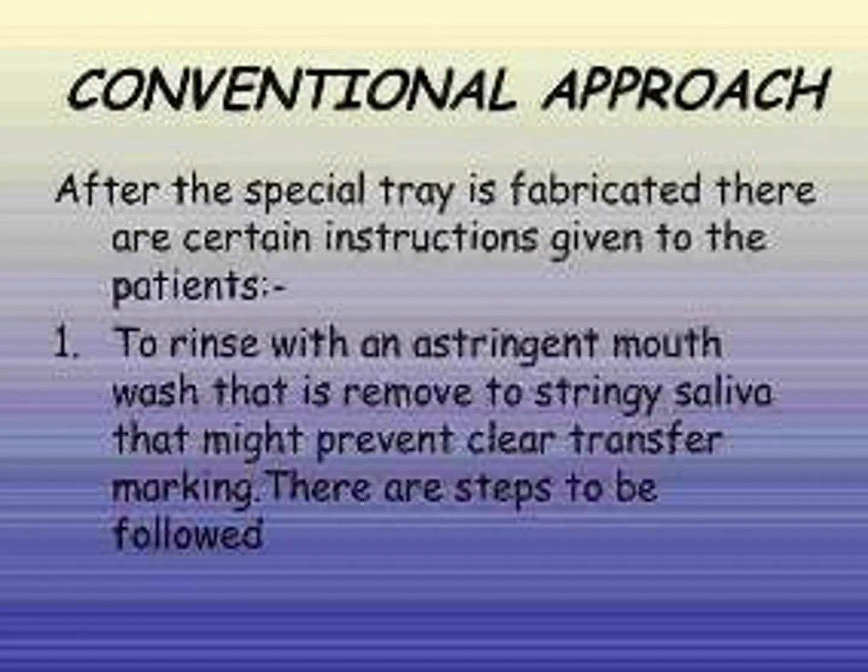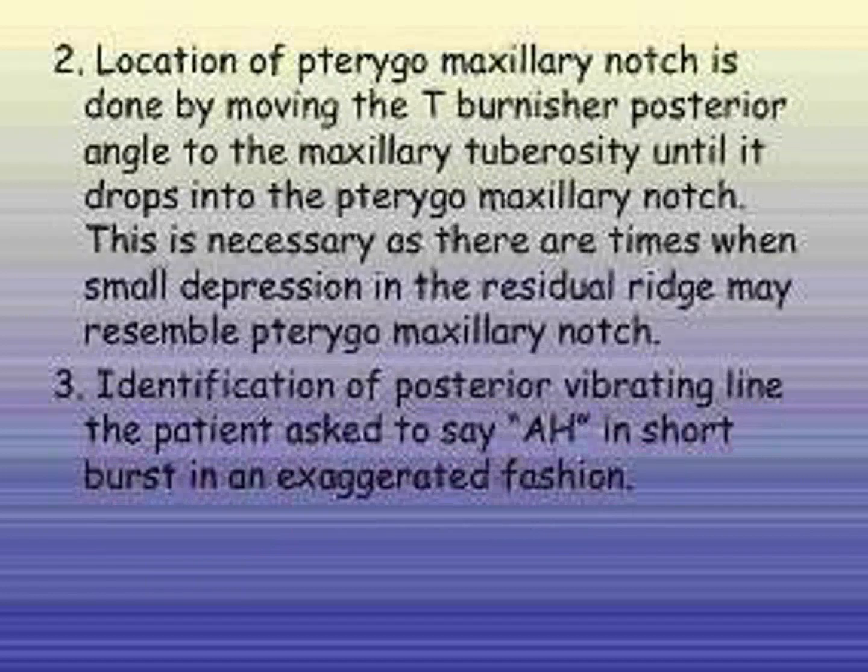In the conventional approach of recording posterior palatal seal, after the special tray is fabricated, there are certain instructions which are given to the patient. They are supposed to rinse their mouth with an astringent mouthwash that is used to remove the stringy saliva that might prevent clear transfer of PPS marking into the impression. Location of the pterygomaxillary notch is done by moving the T-burnisher posteriorly to the posterior angle from anterior region and just behind the maxillary tuberosity. When the operator feels a depression, that shows the location of the hamular notch.